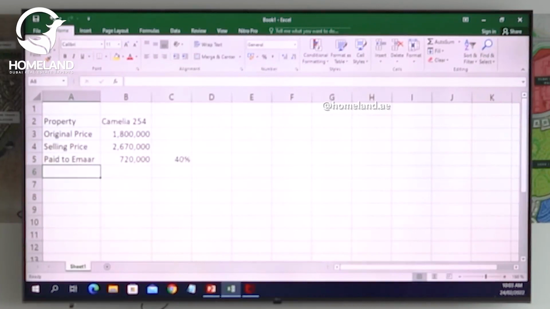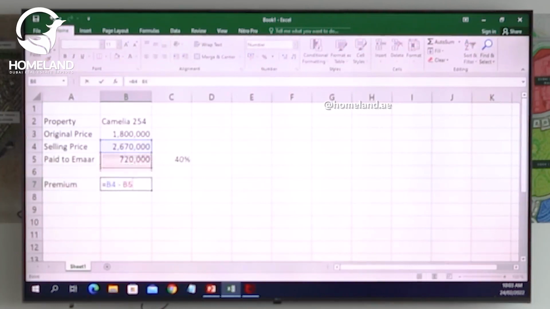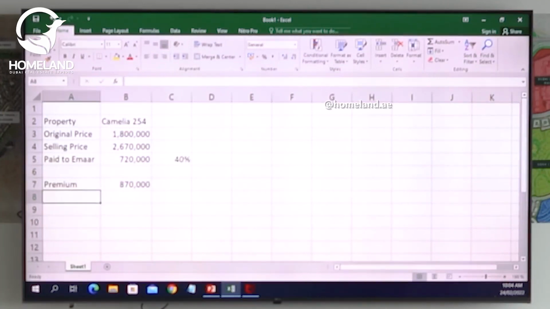Premium. Okay, now we start the calculations. First I need to calculate what? Premium. Premium is how much? Equals selling price minus original price, right? Okay, so how much is payable to seller? How much should the buyer pay to the seller? Plus 720. Original price plus.